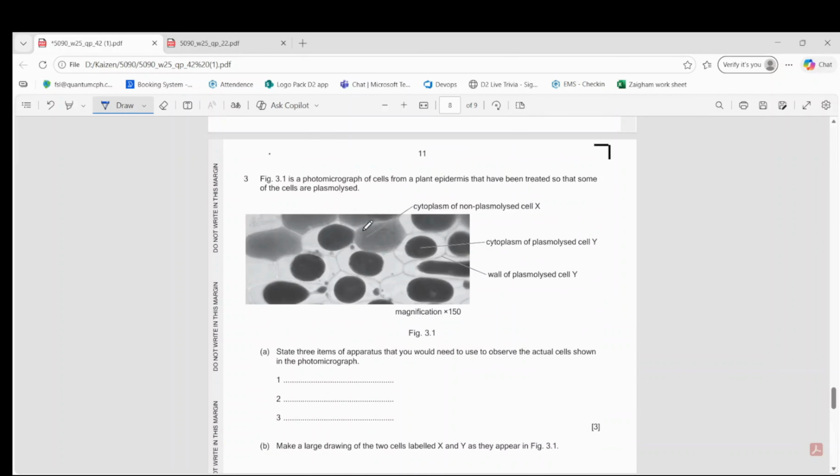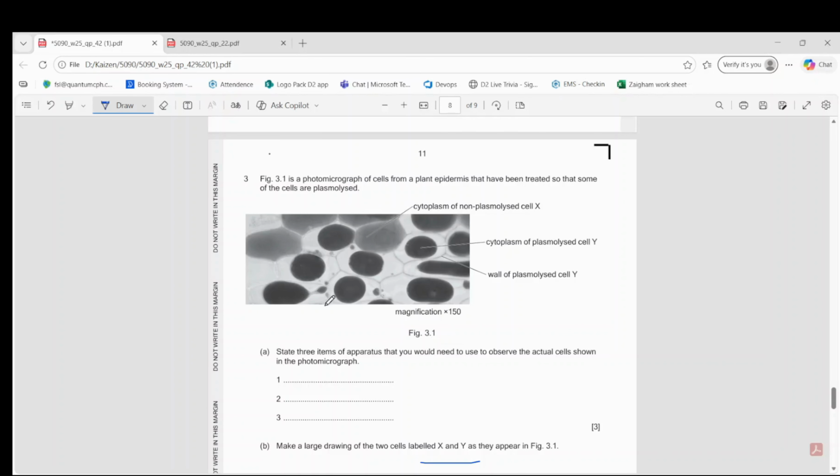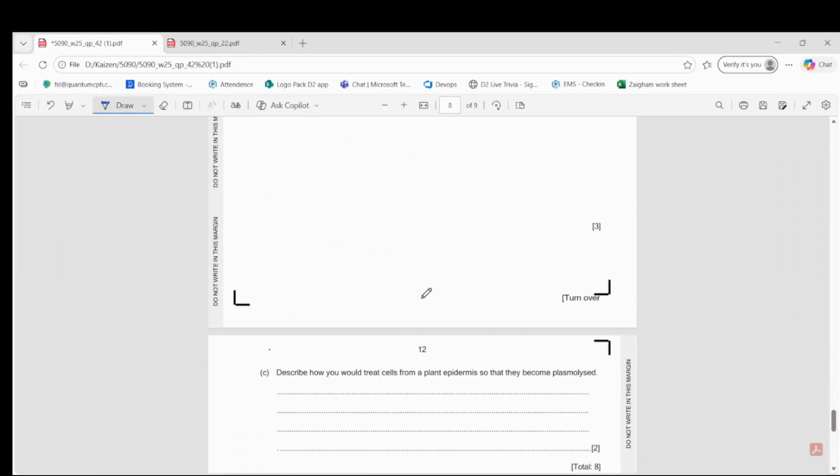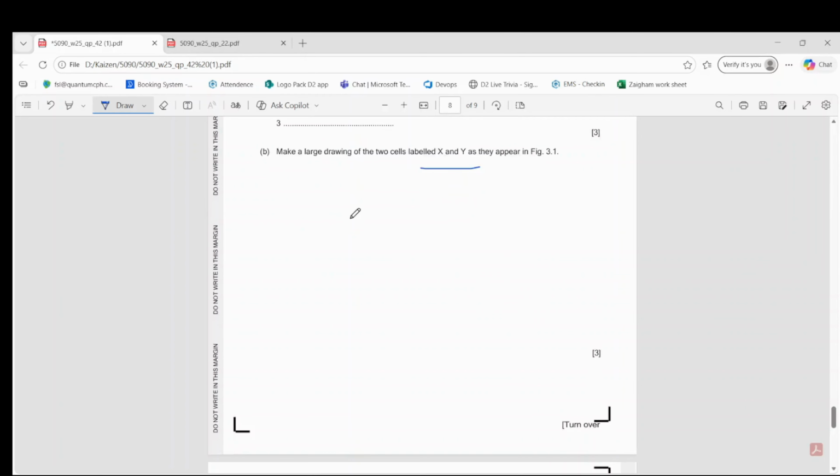Make a large image of only these x and y. Okay, x and y only. Don't draw all the cells, make only these two cells. Okay, x and y. You need to be very vigilant, or you should have, what shall I say, vigilant eyes. So what are they asking? You have to draw that only.